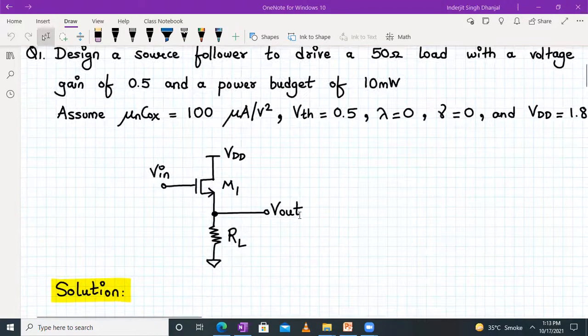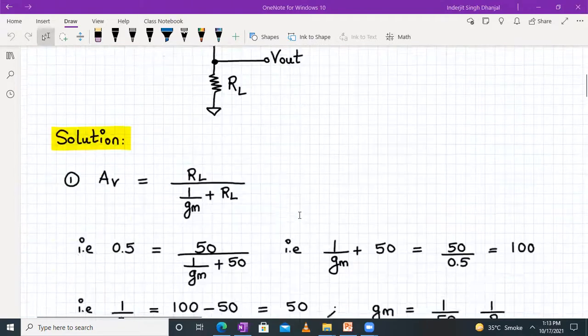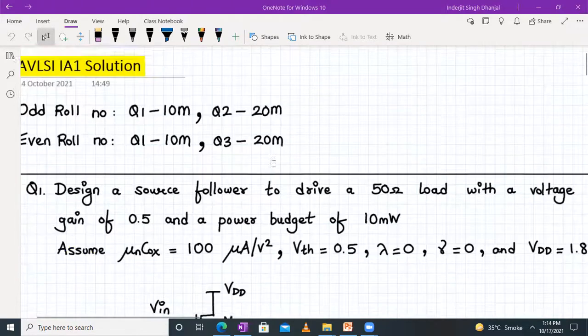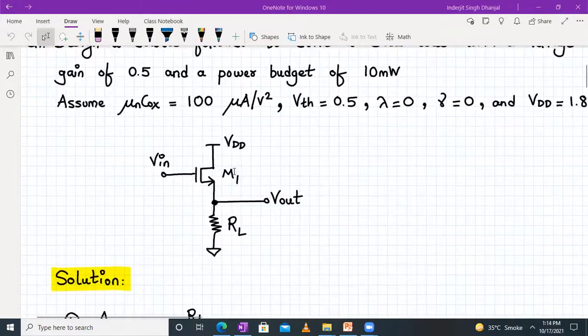Now they have given a power budget, so from the power budget we can find the value of ID. Power PD is ID into VDD, so ID will be PD divided by VDD. The power budget is 10 milliwatt and VDD is 1.8 volt, so ID will be 1 upon 180, with the unit in amperes. We also have to assume that the M1 transistor operates in the saturation region. Then only it will work successfully as a source follower.